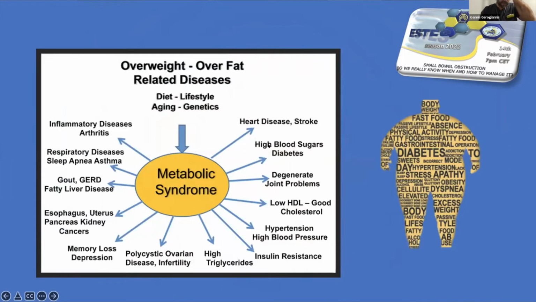The reason is that obesity is related with a lot of diseases. A patient with extra kilograms and actually with a BMI above 30 can have a metabolic syndrome, which can include some diseases like arthritis, respiratory disease, sleep apnea, gastroesophageal reflux, fatty liver disease, esophagus, uterus, or pancreas and kidney cancers, high triglycerides, insulin, diabetes, low HDL, joint problems, high blood pressure, heart disease, almost everything. So we need to be careful about this patient. They have a lot of pathologies.